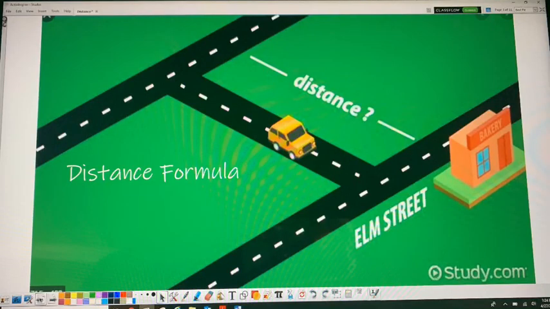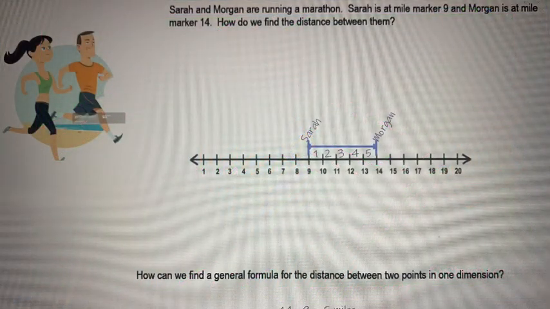All right, so today we're going to be talking about the distance formula. So let's talk about distance. Let's talk about it right now with a word problem. Sarah and Morgan are running a marathon. Sarah is at mile marker 9 and Morgan is at mile marker 14. How do we find the distance between the two?